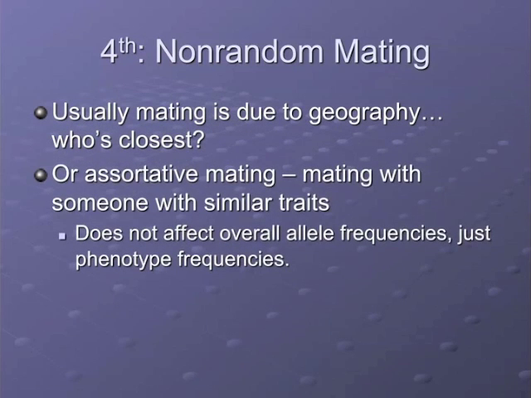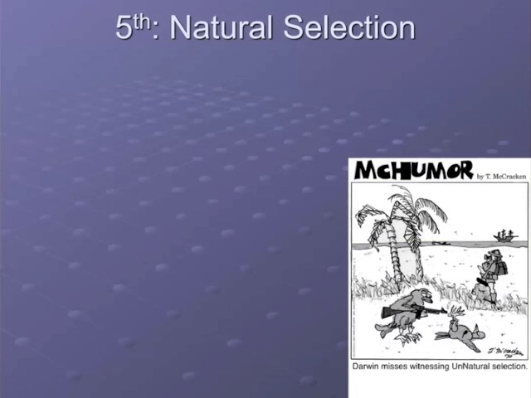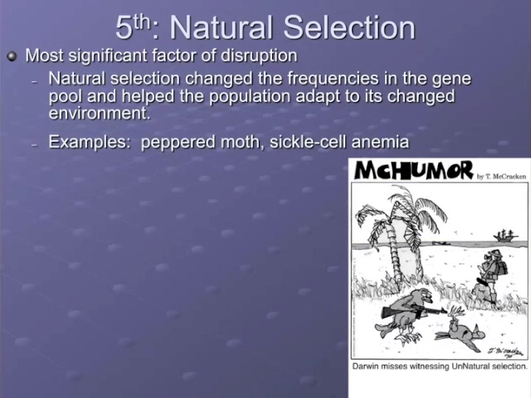Which brings us to the fifth one, natural selection. It is the most significant factor because the environment is always changing. Natural selection changes the frequency of a gene pool and helps the population to adapt. There are many examples of natural selection, like the peppered moth and sickle cell anemia. All of those are types of natural selection. Again, they work on phenotypic frequencies because they affect your actual phenotype.